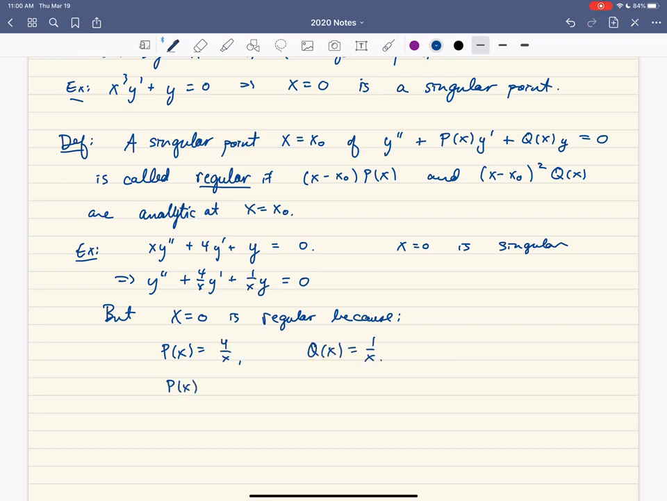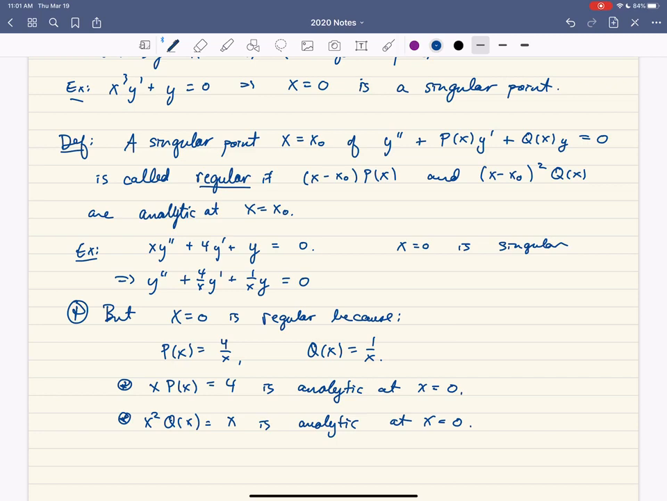If I look at x minus our value times p, our x value is 0, so if I look at x times p of x, that's just going to be 4. Of course, this is a constant function. This is analytic at 0. It's got a boring power series: 4 plus 0x plus 0x squared plus 0x cubed and so on. It's just 4, but it is analytic. Likewise, x squared times q of x is x, because it's 1 over x times x squared. That's also analytic at 0. So this is actually a differential equation that we could solve using the power series method, even though we have this stubborn singular point. Okay, so more in the next.